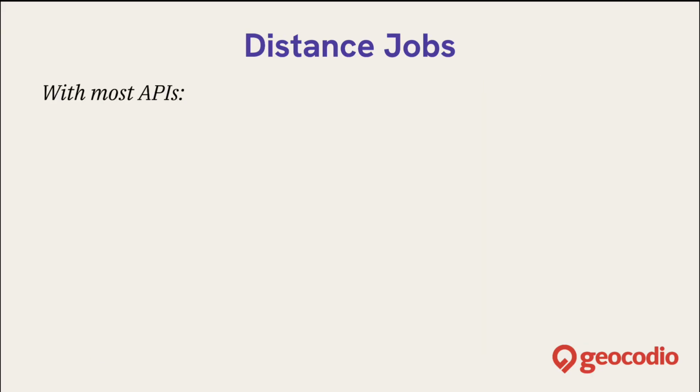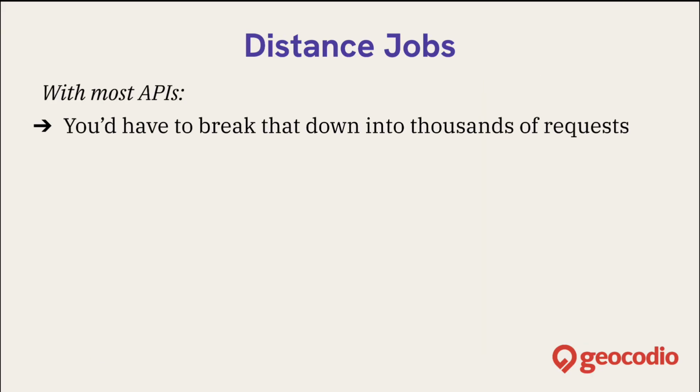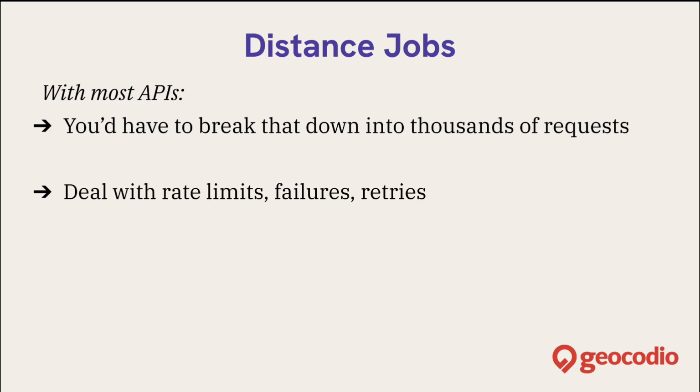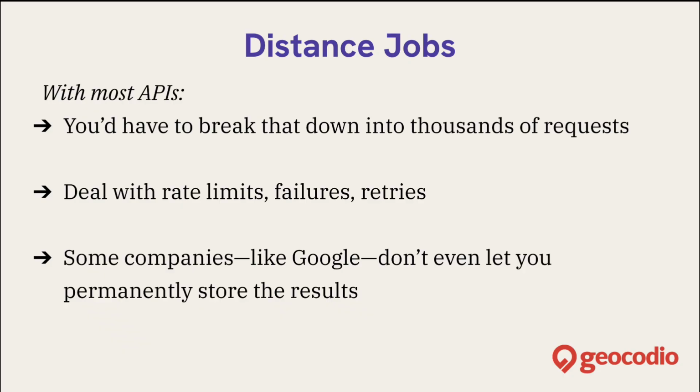With most APIs, you'd have to break that into thousands of requests, deal with rate limits, handle failures and retries, and somehow stitch it all back together. And with several companies like Google, you aren't even allowed to store the results. It's a massive engineering headache.